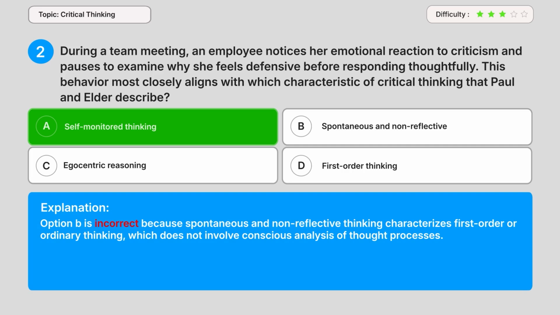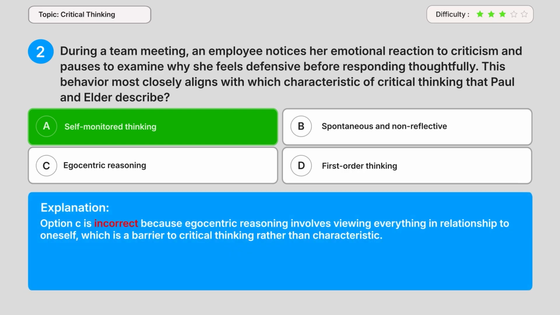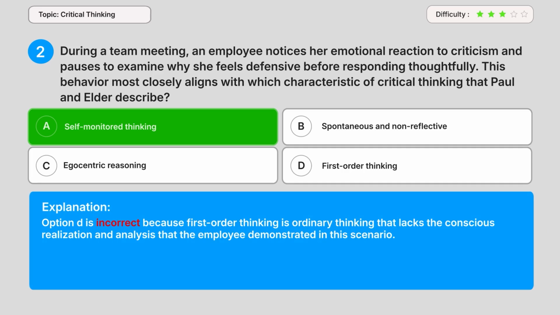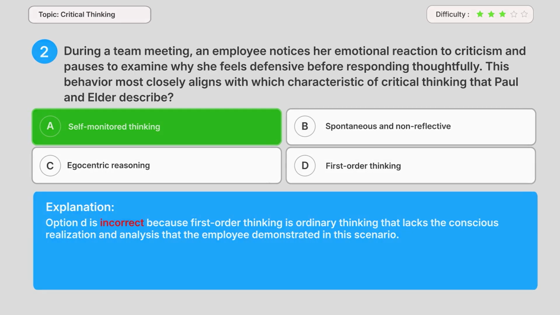Option B is incorrect because spontaneous and non-reflective thinking characterizes first-order or ordinary thinking, which does not involve conscious analysis of thought processes. Option C is incorrect because egocentric reasoning involves viewing everything in relationship to oneself, which is a barrier to critical thinking rather than a characteristic. Option D is incorrect because first-order thinking is ordinary thinking that lacks the conscious realization and analysis that the employee demonstrated in this scenario. This question gets at self-monitored thinking, a key characteristic Paul and Elder describe.